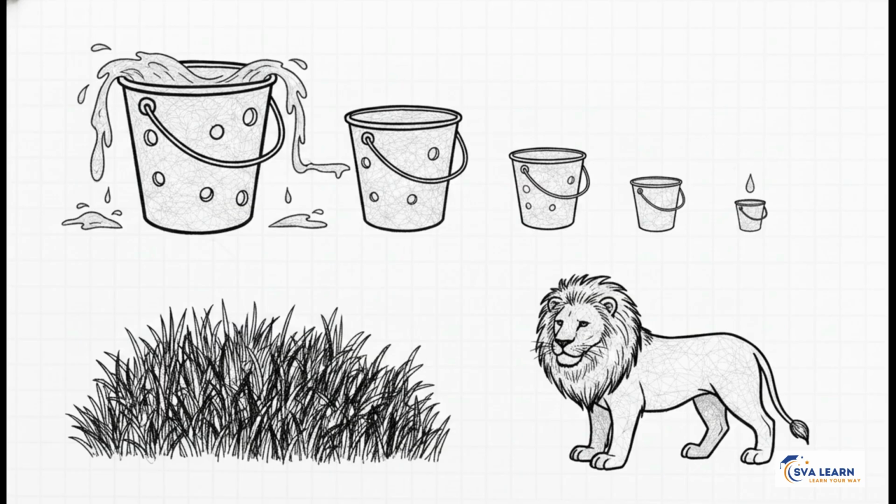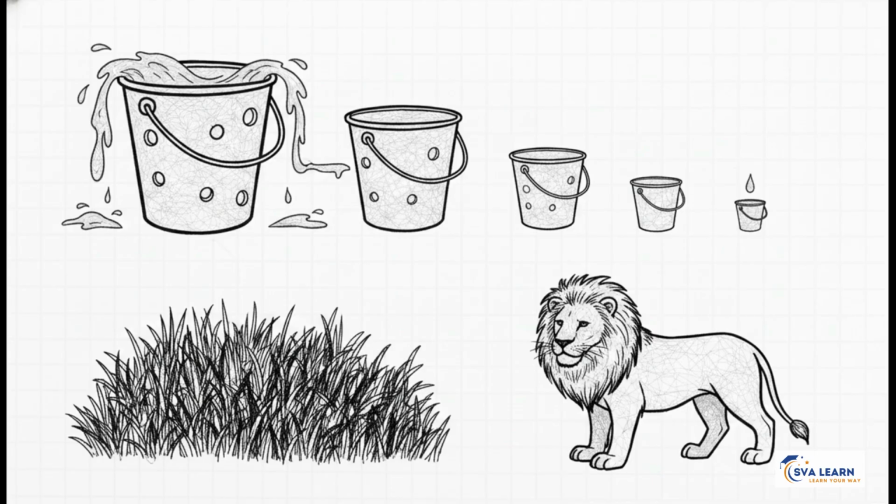Let me give you an analogy. Imagine you have a bucket of water, but the bottom is full of holes. You pour that water into a second leaky bucket, then a third, then a fourth. By the time you get to that fifth bucket, there is barely a drop left. That is exactly what happens to energy in a food chain.